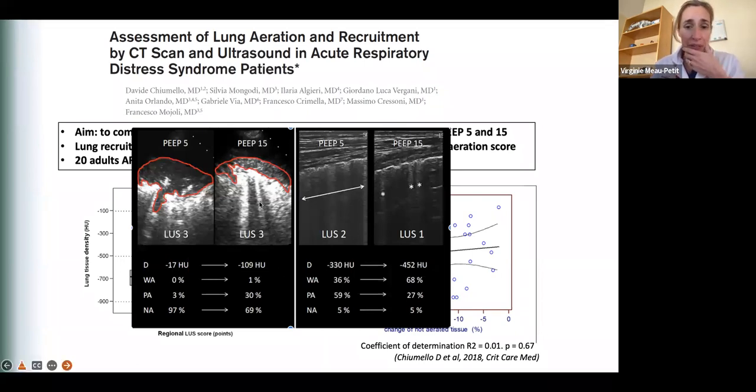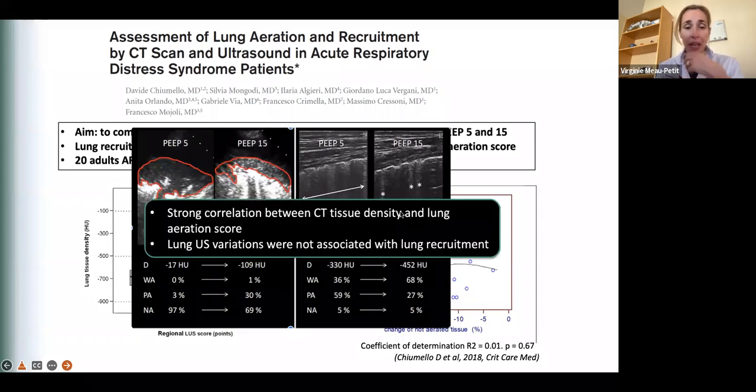But again, they found the same finding: regionally, you don't open up this consolidated region significantly. Here, even if you open up a bit and decrease the size of the consolidation, your score remains the same. And the same here. Here you have a B profile, and with increase of the PEEP, you decrease the number of B lines, so you change the number from score 2 to score 1. So you rather open up de-aerated region.